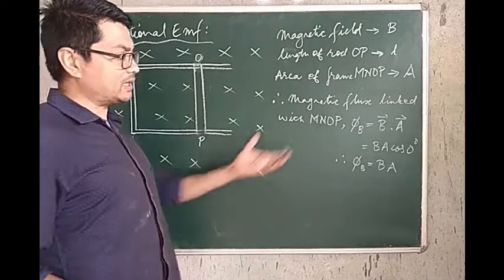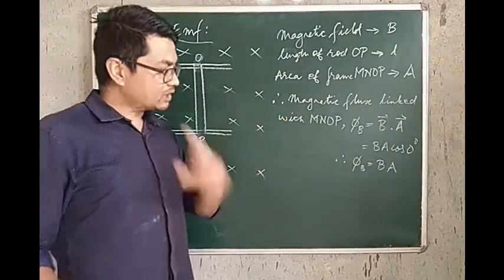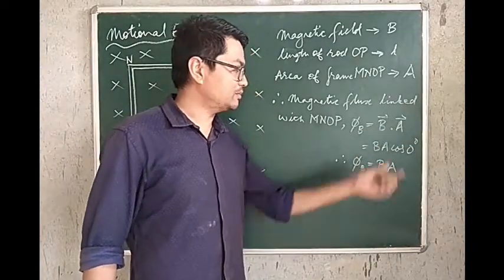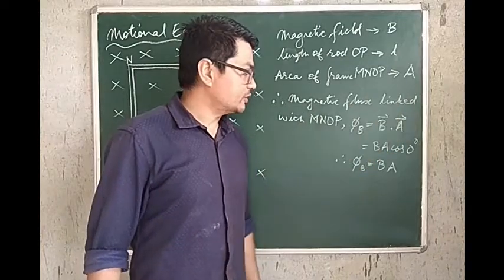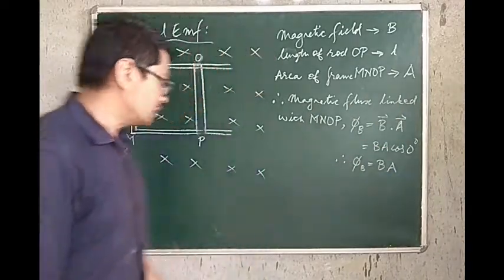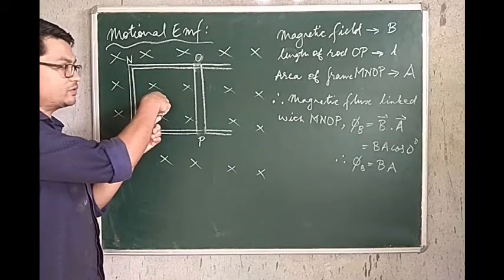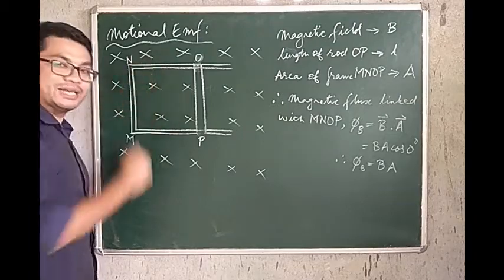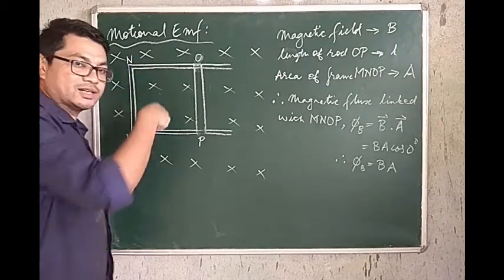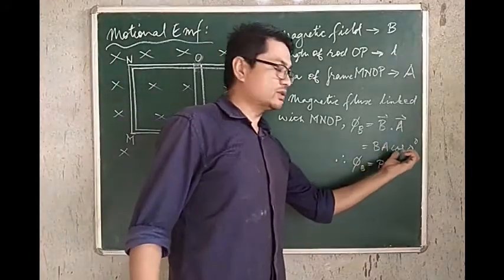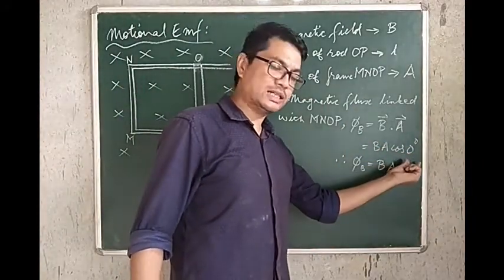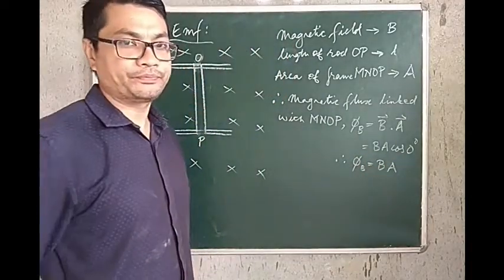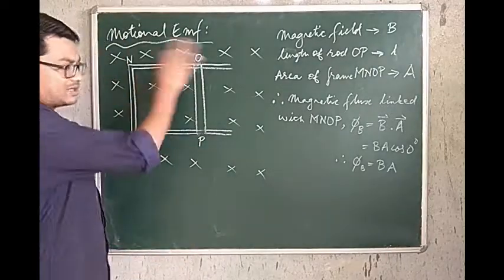So what is the magnetic flux linked with the area MNOP? The magnetic flux linked is given by phi B, which is B dot A, because magnetic flux is simply the dot product of the magnetic field and the area. So this is BA cos 0 degrees, because the direction of the area vector, don't forget, is given by a unit normal perpendicular to the plane itself. So the unit normal is going in that direction, perpendicular to the frame itself. So it is 0 degrees, the angle between the magnetic field and your area, so therefore phi B is BA. Now, this is the initial scenario.